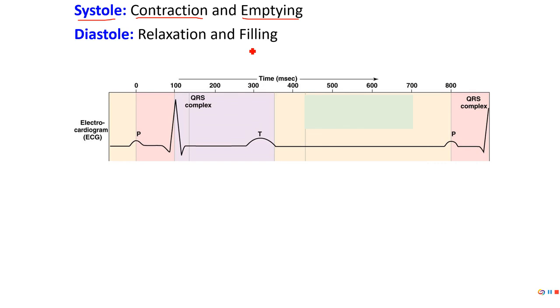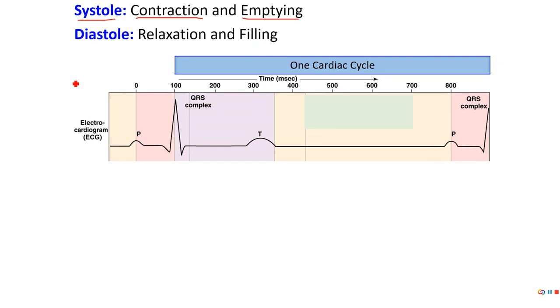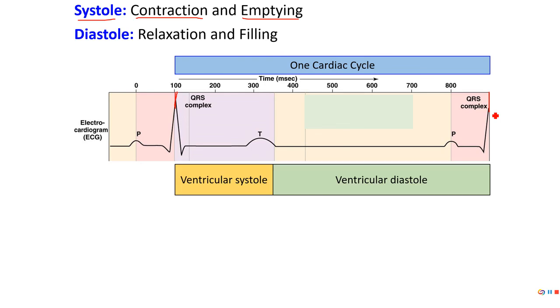So one cardiac cycle goes from what we call R to R. Okay, and you'll talk about this in lecture or in lab. So there's R, and then there's R. So that's one cardiac cycle. And we use that because R is really easy to find on an EKG or an ECG. And so we break it up into systole and diastole. The heart's either contracting or it's relaxing.